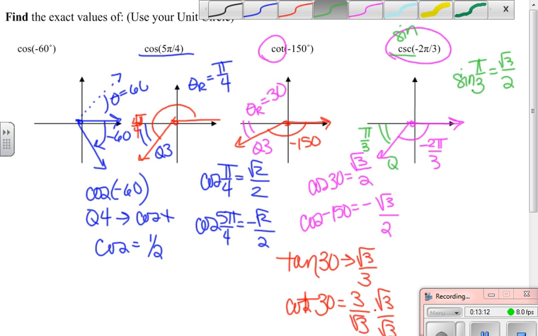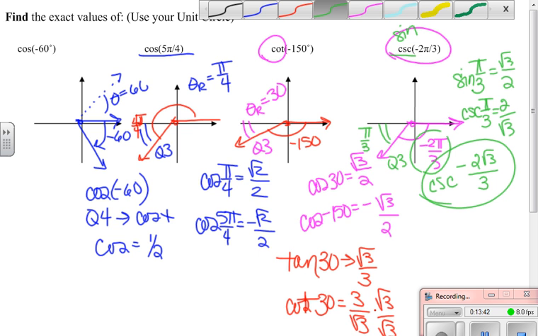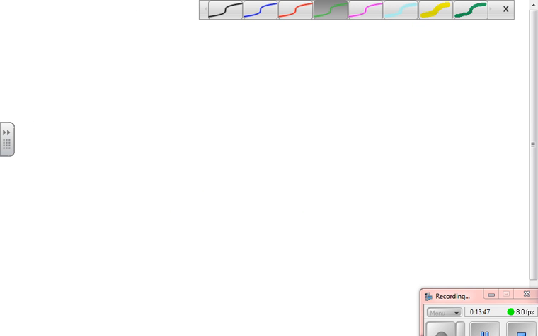In quadrant 3, the sine happens to be negative, which means the cosecant is also negative. The cosecant of pi over 3 happens to be 2 over the square root of 3. Can't leave that, so I've got 2 radical 3 over 3. Since I'm in the third quadrant with this angle, the cosecant is negative 2 radical 3 over 3. And that's all there is to lesson 13.3.